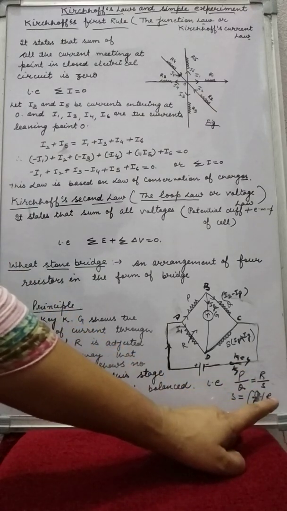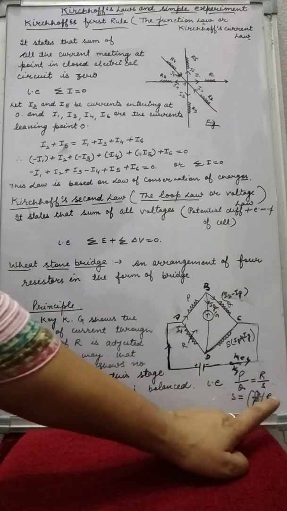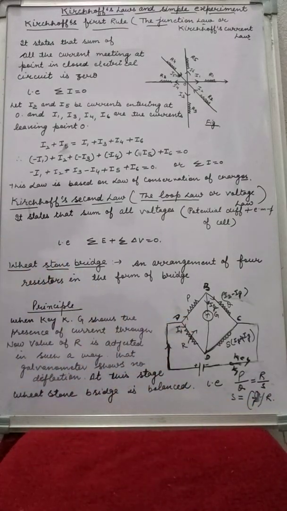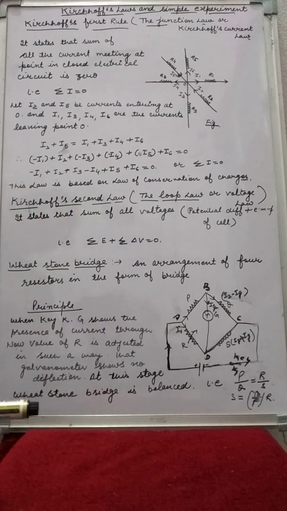So by knowing the values of Q and P and the variable resistor R, we can calculate the value of the unknown resistor. So this is the principle of the Wheatstone bridge.